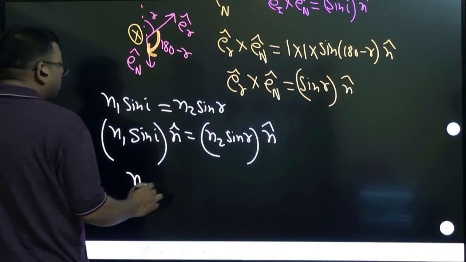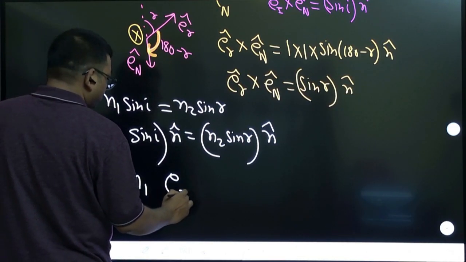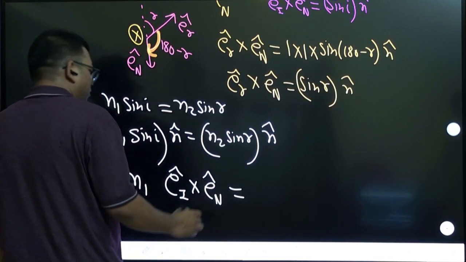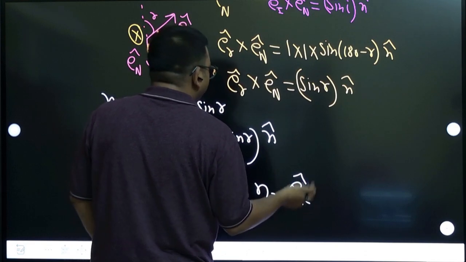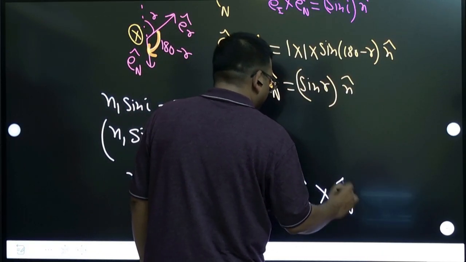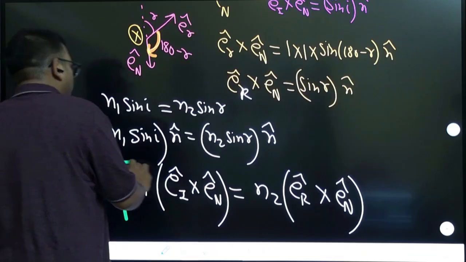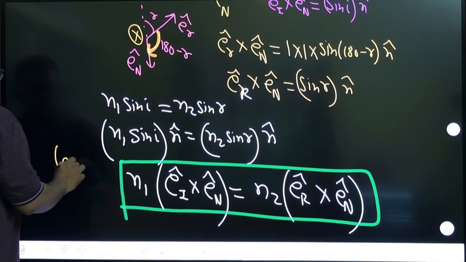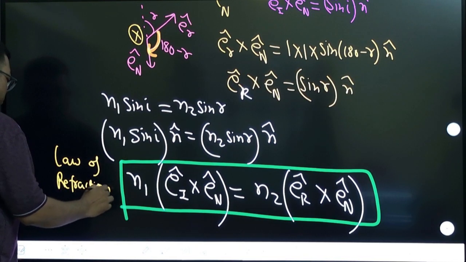Very important concept it is, because many difficult questions can be solved from this. So Ei cross En. Similarly, n2 Er, small or capital R, whatever it is, doesn't matter, the refracted ray cross En cap. So this is the law of refraction in vector form.